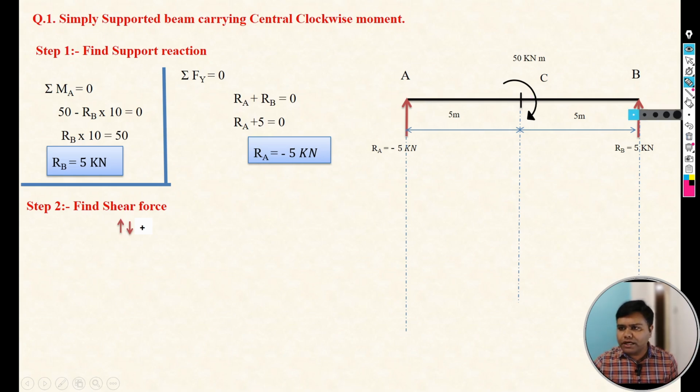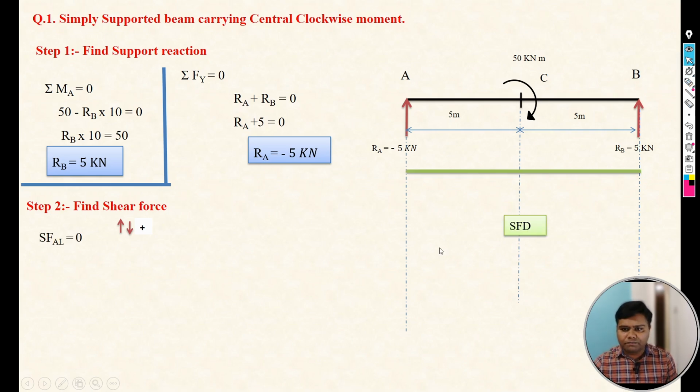Now the first section we are taking is at A left, and we need to focus on the left. There is no force, that's why the shear force at A left is equal to 0.